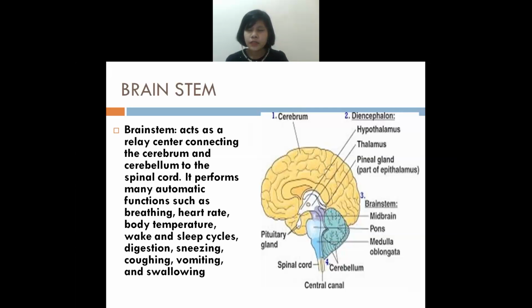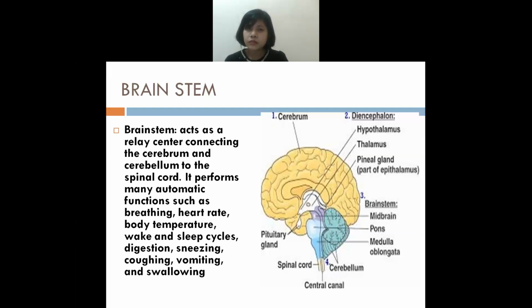Next is body temperature. The brainstem also helps in maintaining your body temperature. Next is wake and sleep cycles. It also helps you in the sleep cycle, like when to get up, when to sleep. So the brainstem helps you in that. Next is digestion. It also helps in the digestive system, in digesting the food which you take.